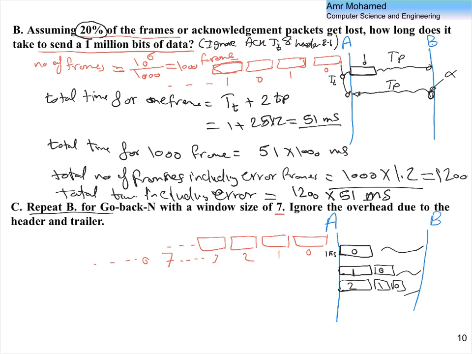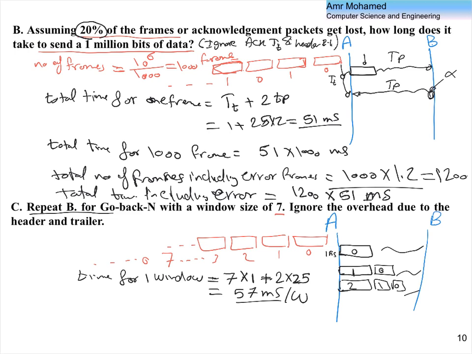So what I'm trying to say here is that we calculate the transmission time for all the frames in the window, but the propagation time is common for the entire window. That's very important. So here we calculate the time for one window, which equals the number of frames per window times the transmission time, which is 1 millisecond, plus again two propagation delays, so 2 times 25. In that case, it becomes 57 milliseconds per window. This is very important. Not per frame. This is per window.